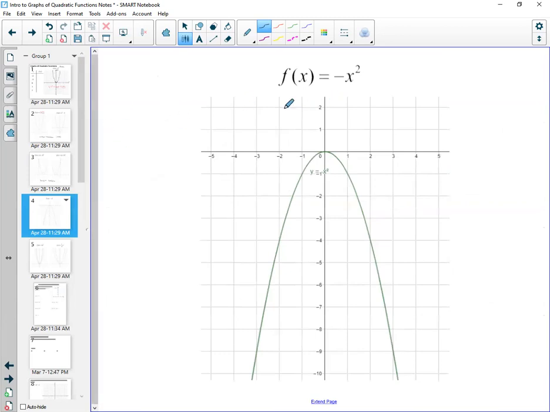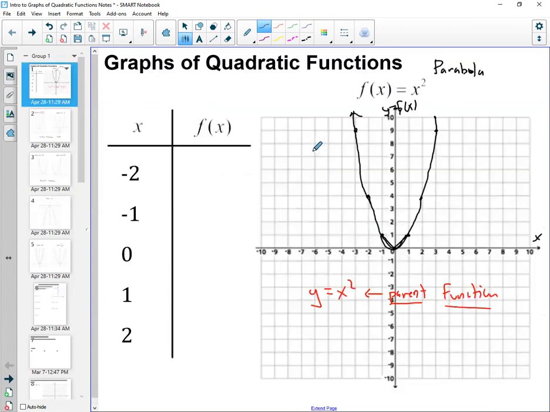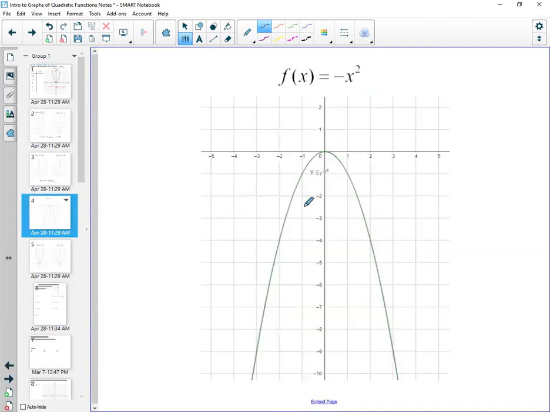And then an upside down flip is if there's a negative on the outside. You can see it used to be the upward U, now it's an upside down U, but all the points are the same. It was 0, 0, and 1, 1, and -1, 1, and now it's 0, 0, and then you go down 1, and you go down 4, instead of going up 4. I would call this a reflection, maybe even a vertical reflection because we're flipping it upside down.